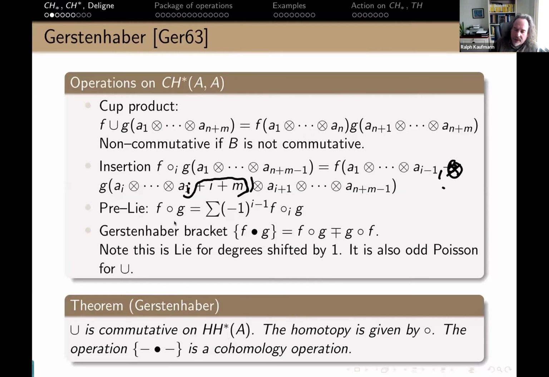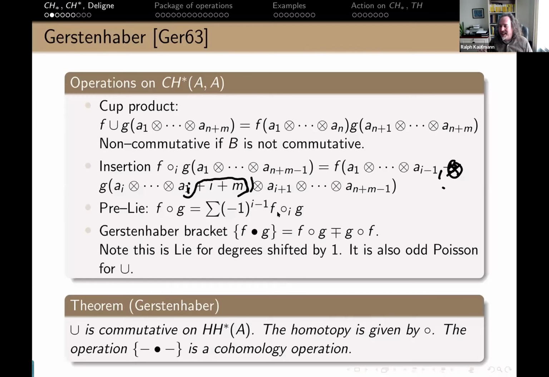So the boundary of the circle operation is given by the cup product minus the cup product opposite. And now this Gerstenhaber bracket, so that obviously then is not closed because it's a homotopy.